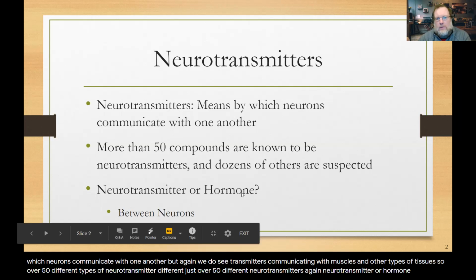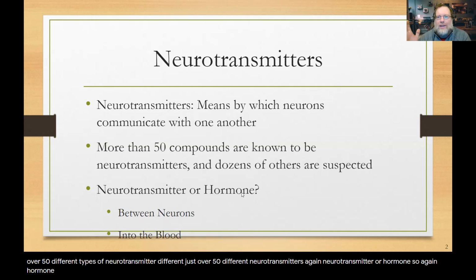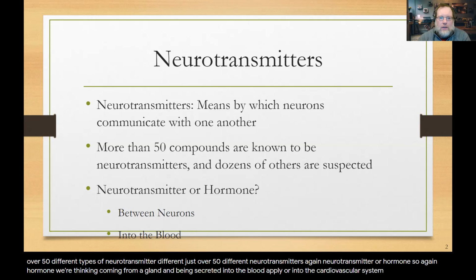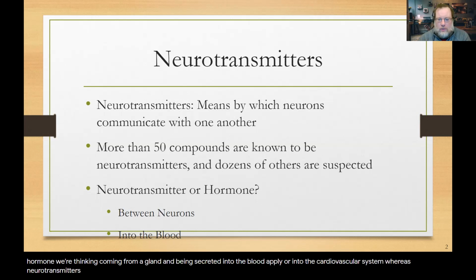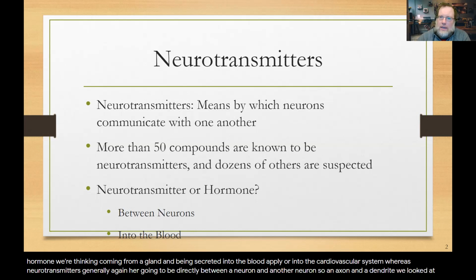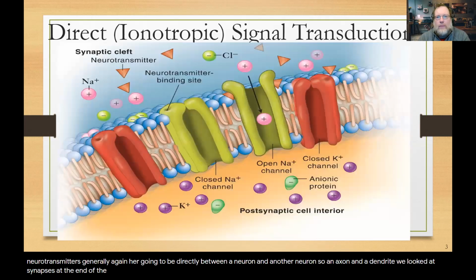Again, neurotransmitter or hormone. So again, hormone, we're thinking coming from a gland and being secreted into the blood supply or into the cardiovascular system, whereas neurotransmitters generally are going to be directly between a neuron and another neuron. So an axon and a dendrite. We looked at synapses at the end of the last unit.